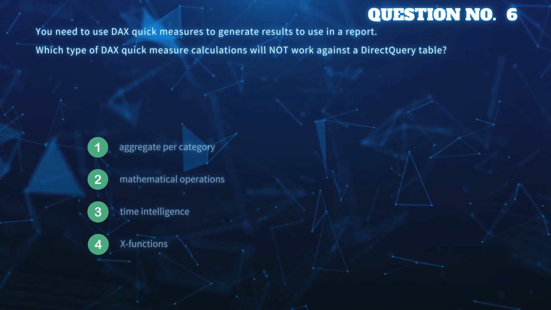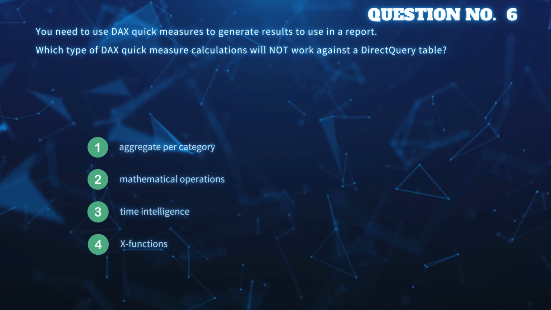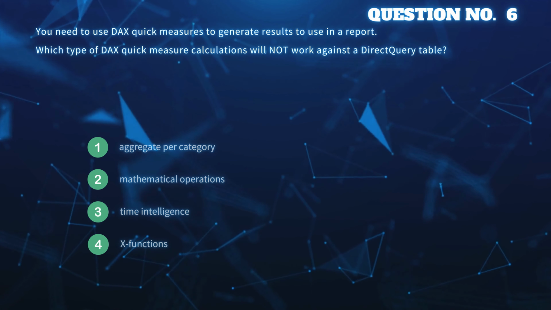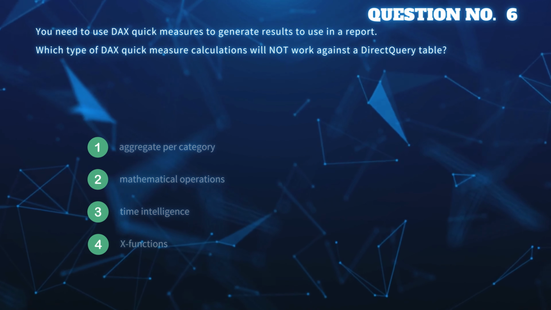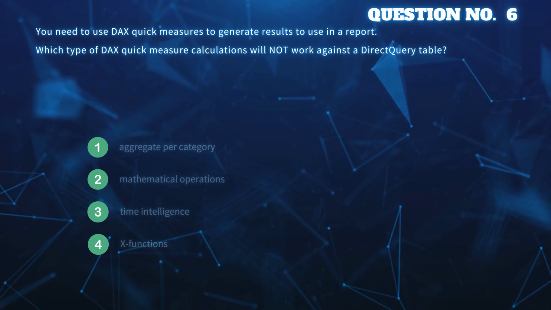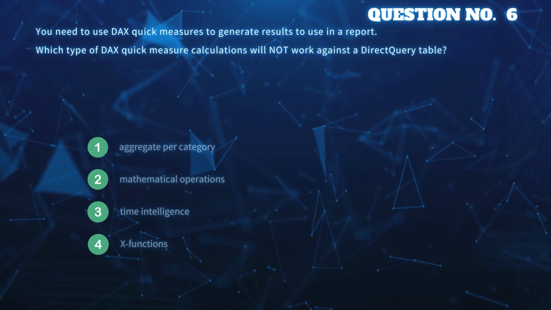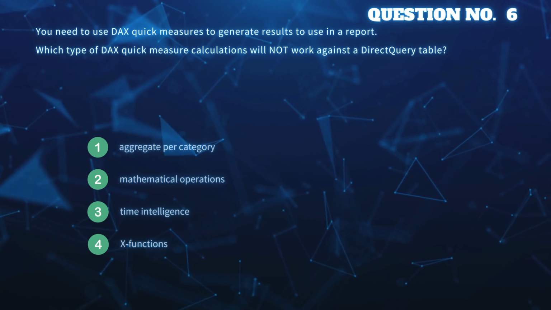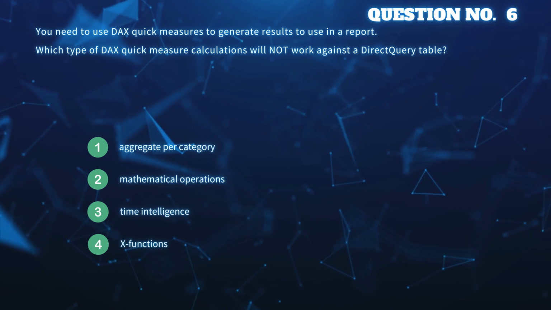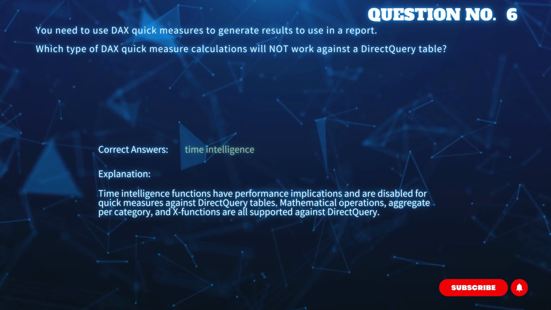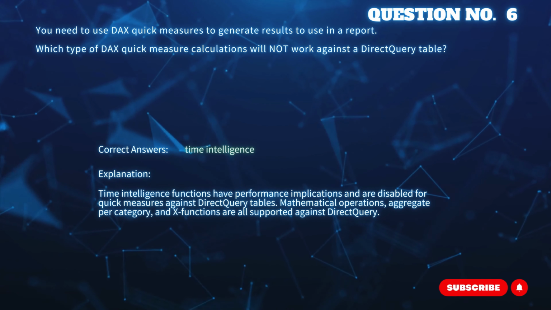You need to use DAX quick measures to generate results to use in a report. Which type of DAX quick measure calculations will not work against a DirectQuery table? Option 1, aggregate per category. Option 2, mathematical operations. Option 3, time intelligence. Option 4, X functions. Correct answer: time intelligence.